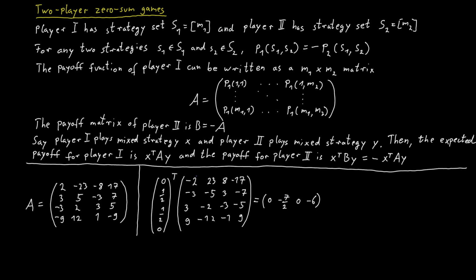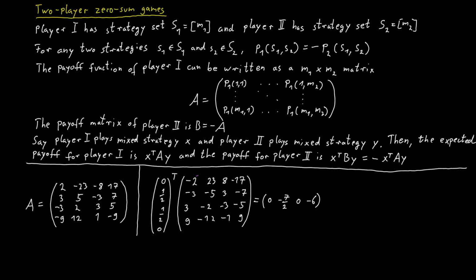It means that choosing the first column gives an expected payoff of 0 to the second player. The second column gives an expected payoff of minus 7 over 2. The third one gives an expected payoff of 0. And if the player chooses the fourth column, she gets an expected payoff of minus 6.